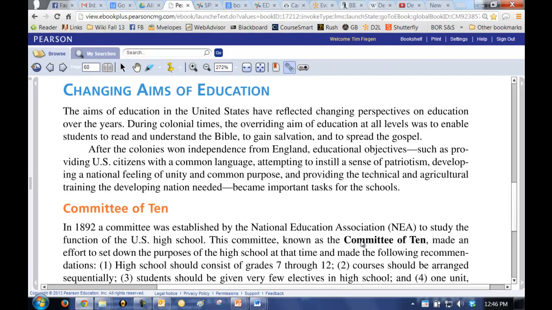After the colonies won their independence from England, education objectives such as providing citizens with a common language, attempting to instill a sense of patriotism, developing national feelings of unity and common purpose, and providing technical and agricultural training became important tasks. And I would agree with that. It's interesting, we've kind of gotten away from that.